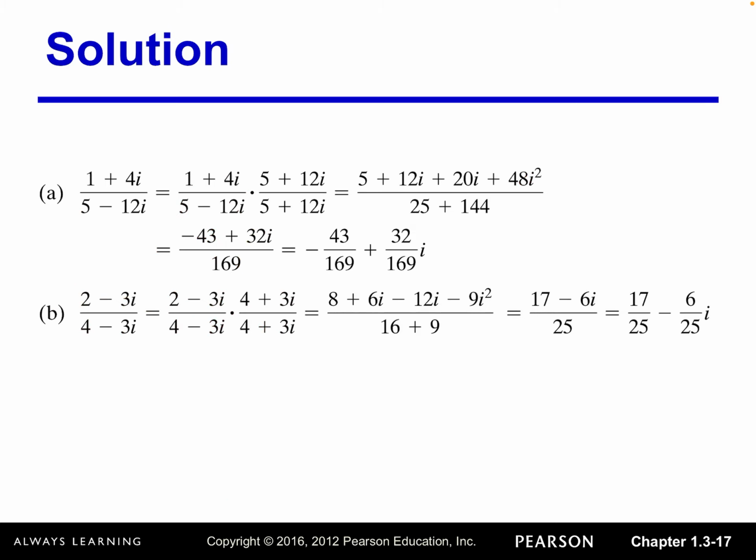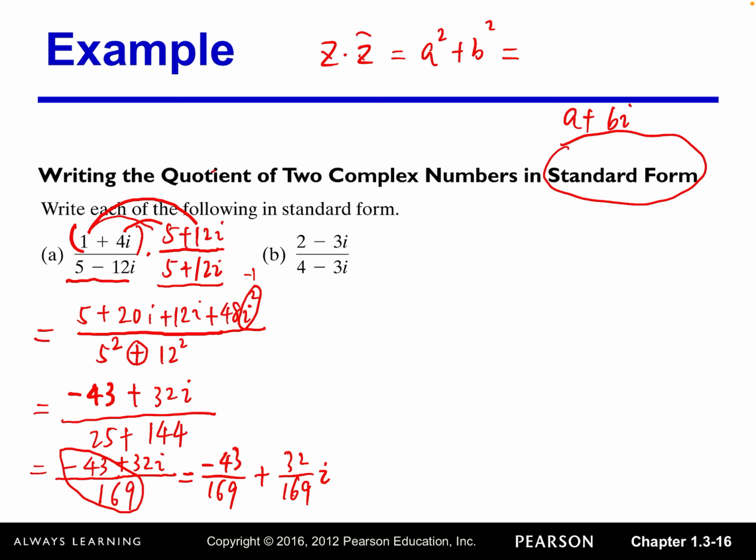So let me check. Yeah, that's the answer, right? It's the same, right? Yeah, that's correct. Okay, let's try B. Remember what we need to do? We need to multiply by the conjugate of the denominator, which is 4 plus 3i, right? But we can't change the problem, so we have to do the numerator the same thing. And then simplify. Denominator is just 4 squared plus 3 squared. This sign is always positive. The two squares add together.